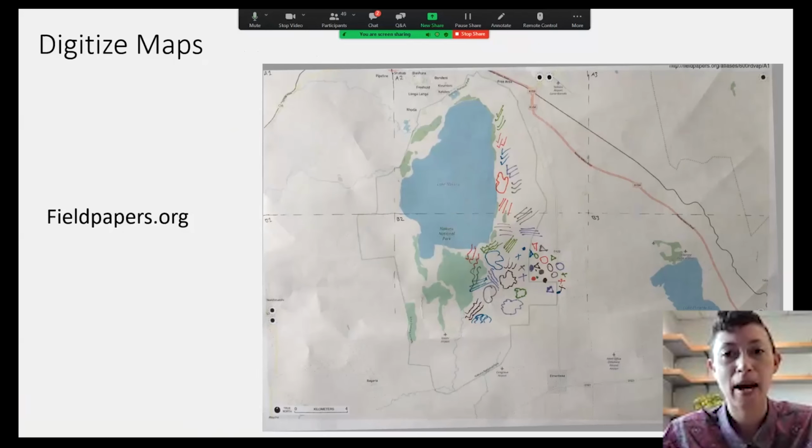And then we digitized the maps using fieldpapers.org, which I talked about before, and it uses the QR code you see and the reference points on the borders to georeference the photo of the completed map. So basically associating the photo of the map with coordinates.